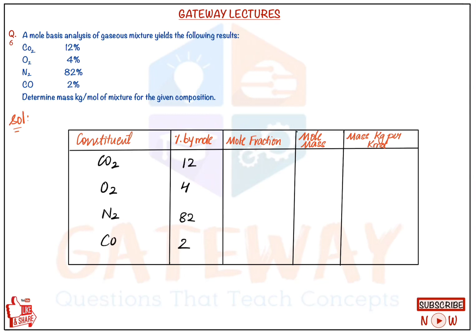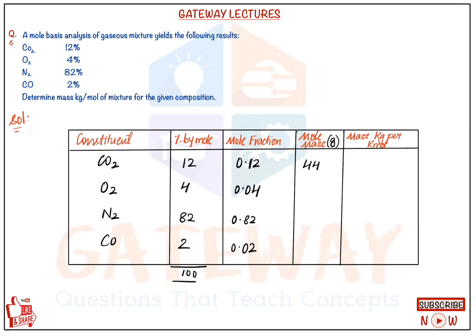Coming back to the mole fraction. Mole fraction is nothing but this complete value yielding 100. So for mole fraction, you divide each percentage by 100, which gives 0.12, 0.04, 0.82 and 0.02. And also the mole mass. What will be the mole mass? If you consider 1 mole of carbon dioxide, the mass will be 44 grams. This will be in grams actually. And what is the O2 mass here?